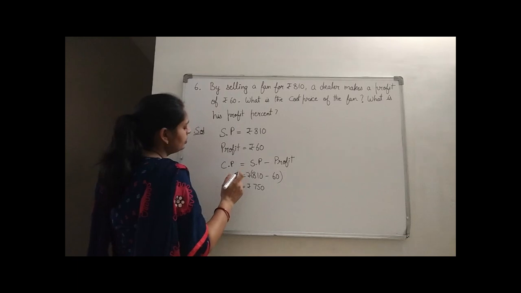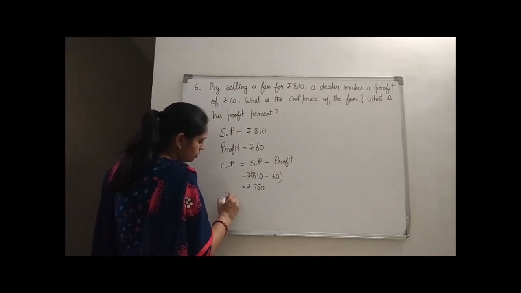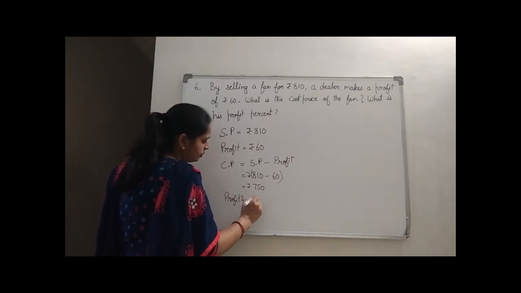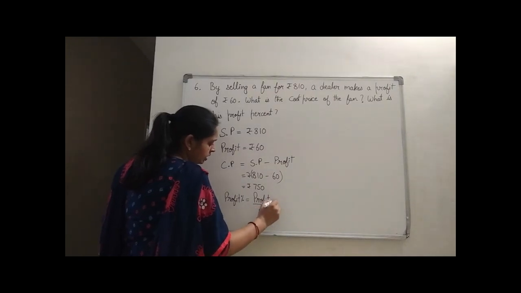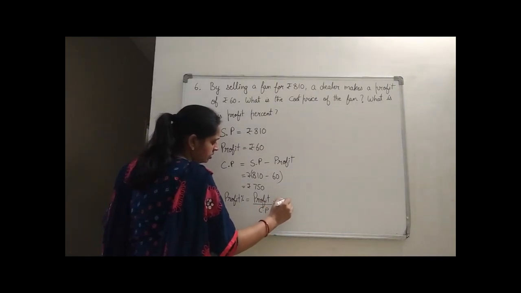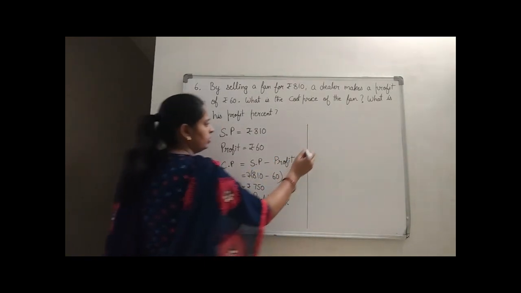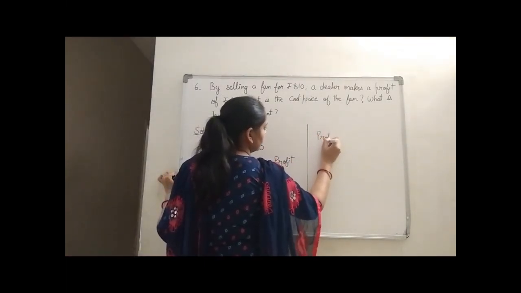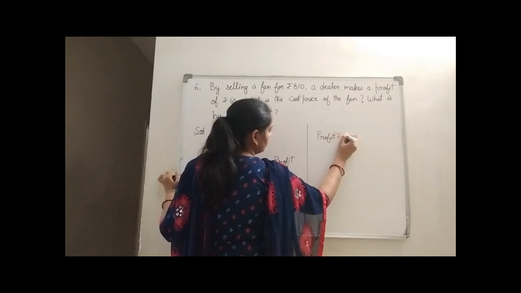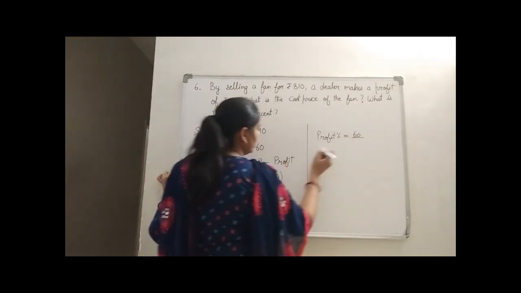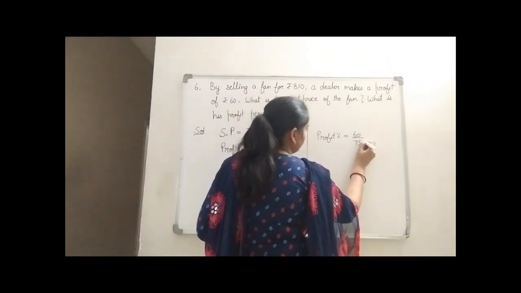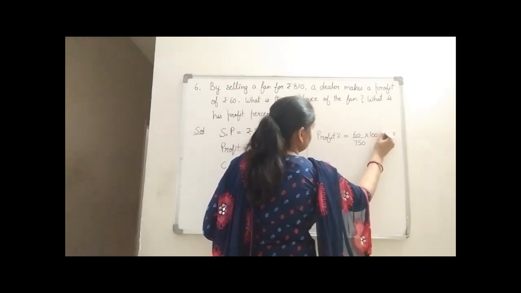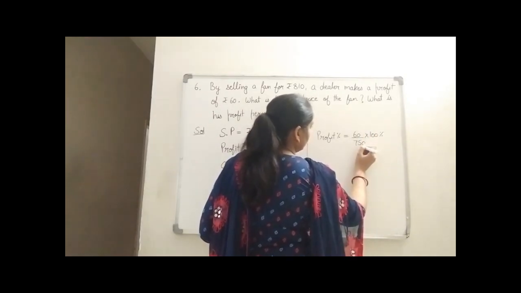Now they are asking for what is the profit percent. Profit percent is how much? Profit percent is equal to profit upon CP multiplied by 100%. So put the values. We are having profit percent as profit is 60 rupees and cost price we have got as 750, multiplied by 100%.